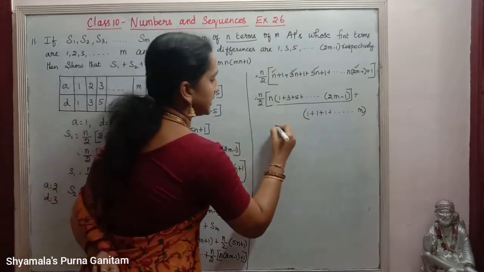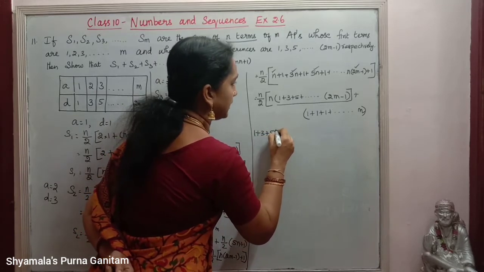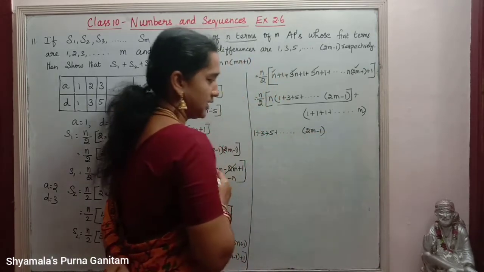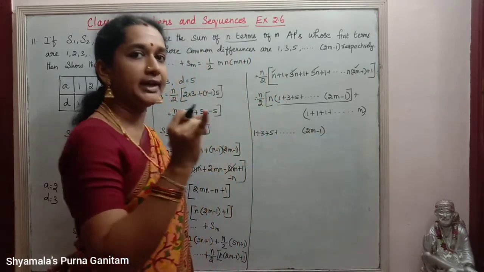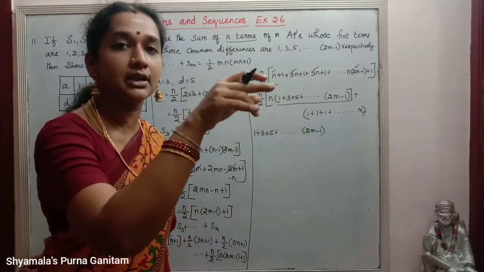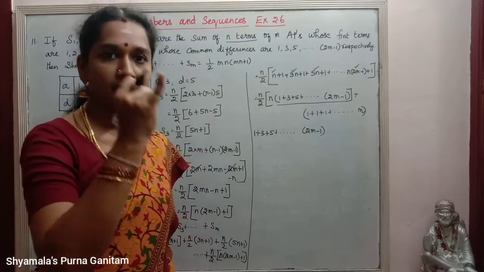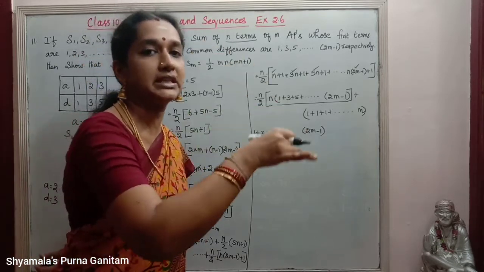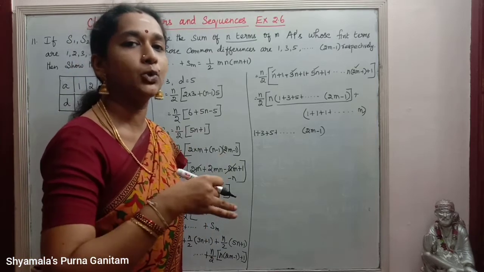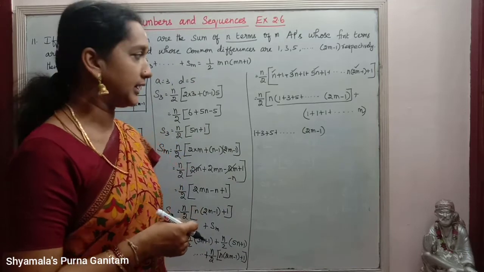In this, if we take 1 plus 3 plus 5 plus up to 2m minus 1, first we will find which term is 2m minus 1. The last term is 2m minus 1. So how many terms we are having in that, we will find. Then we will find Sn for that. Sn is equal to n by 2 into a plus l, where l is the last term we are having. So that we will find.